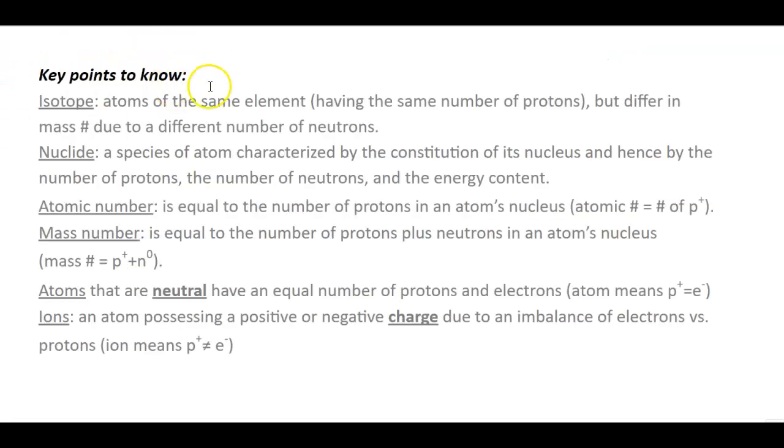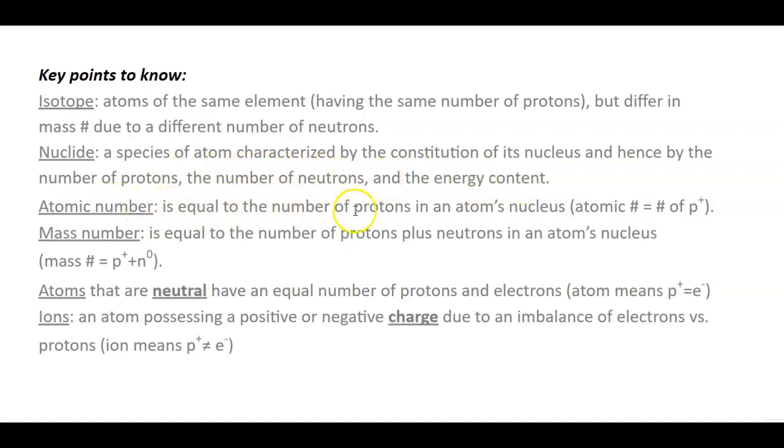This is the shorthand notation of nuclides. Key points to know: isotopes are atoms of the same element, which means they have the same number of protons, but they differ in their mass number because of a different number of neutrons. A nuclide is a species of atom characterized by the constitution of its nucleus, and hence by the number of protons, the number of neutrons, and the energy content.